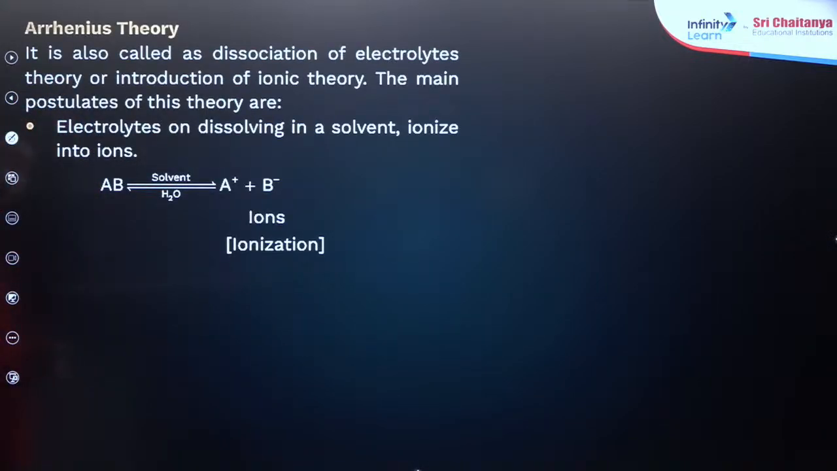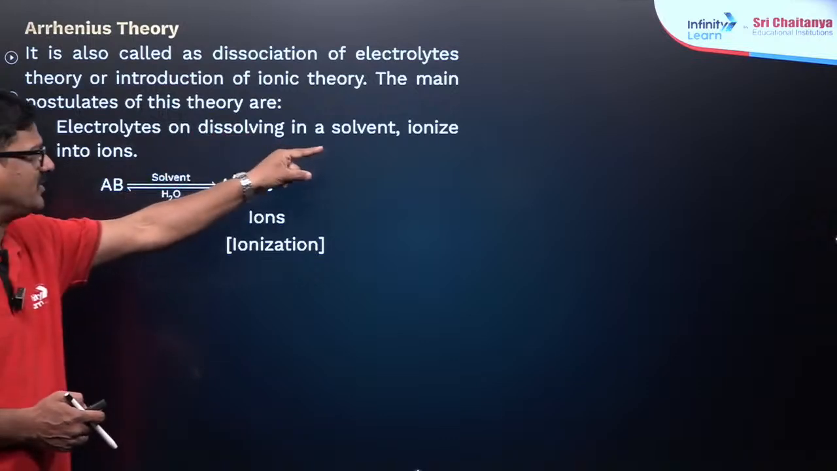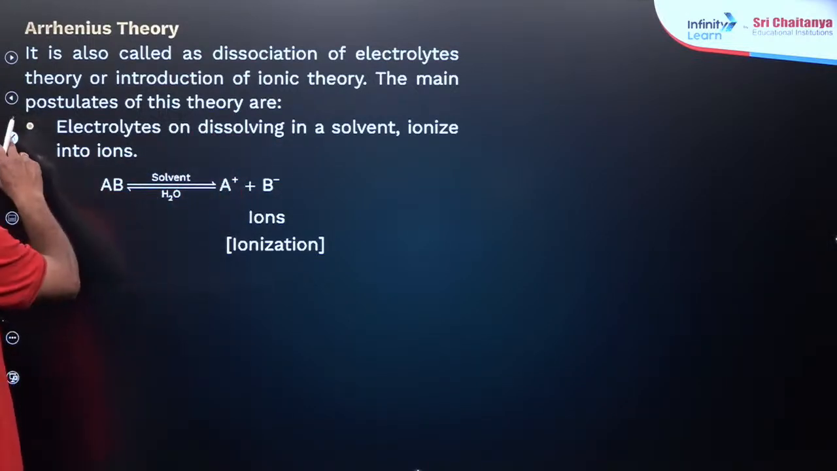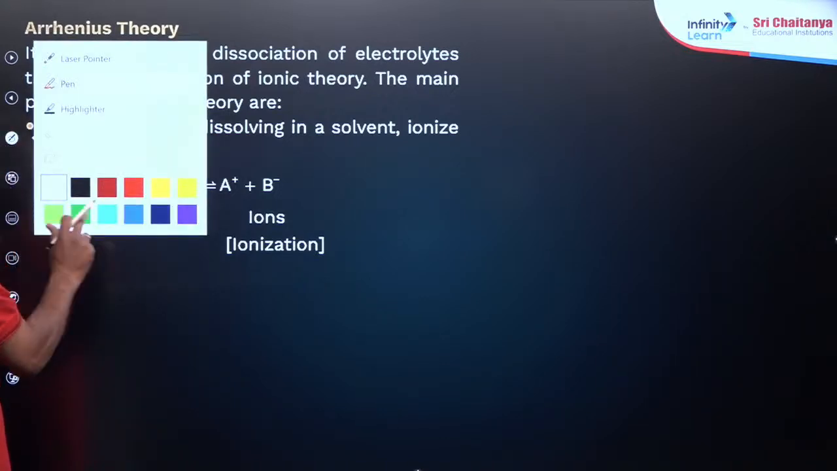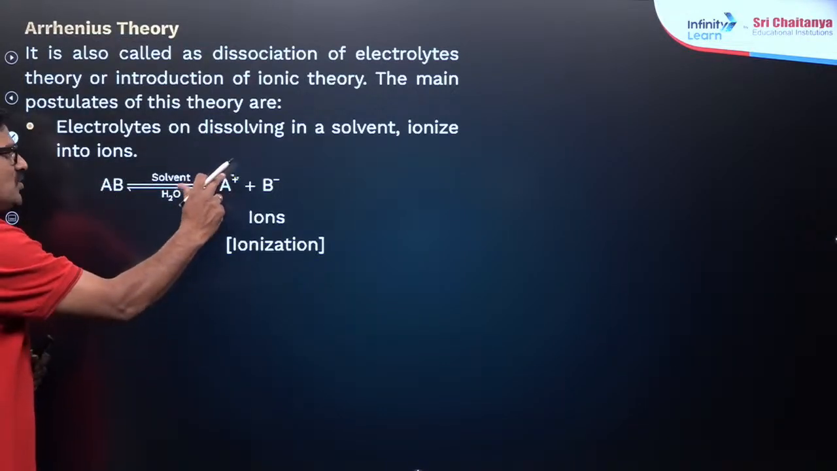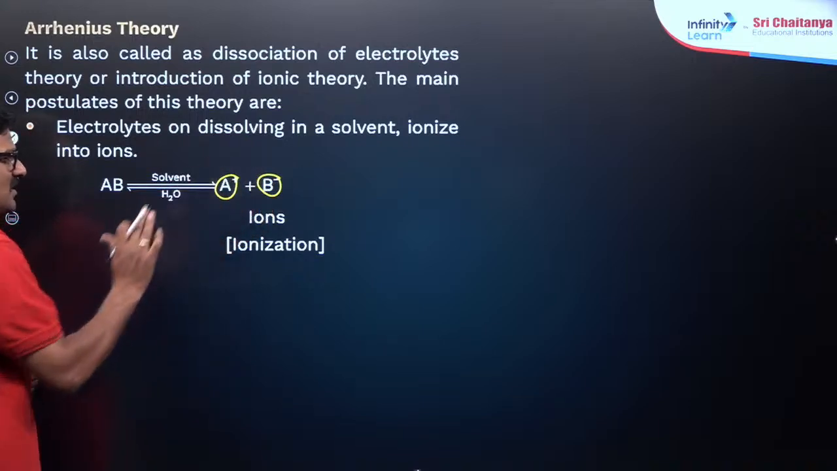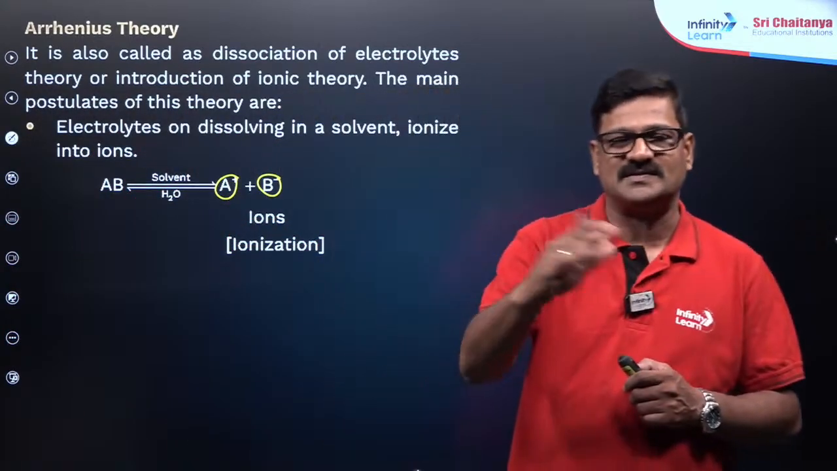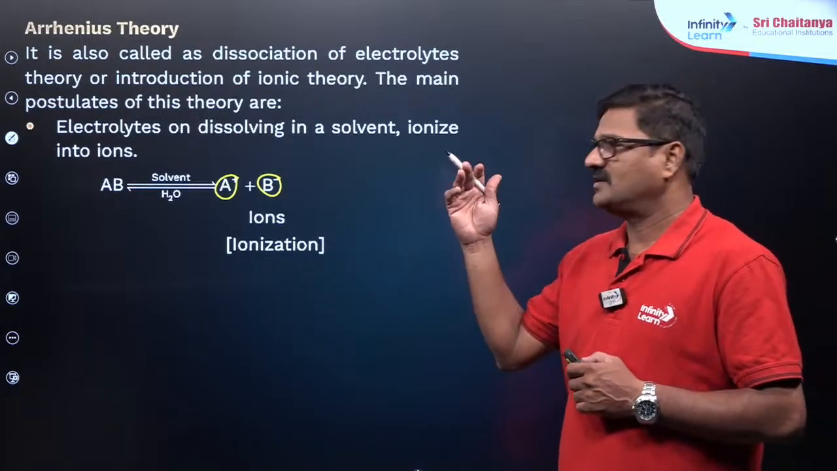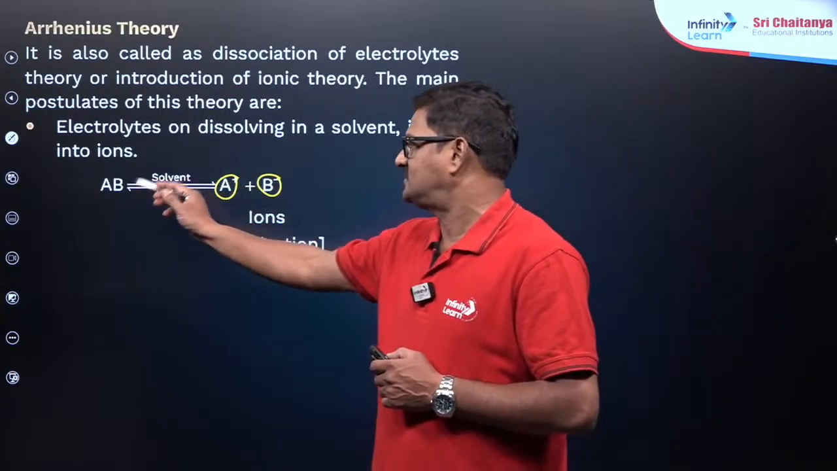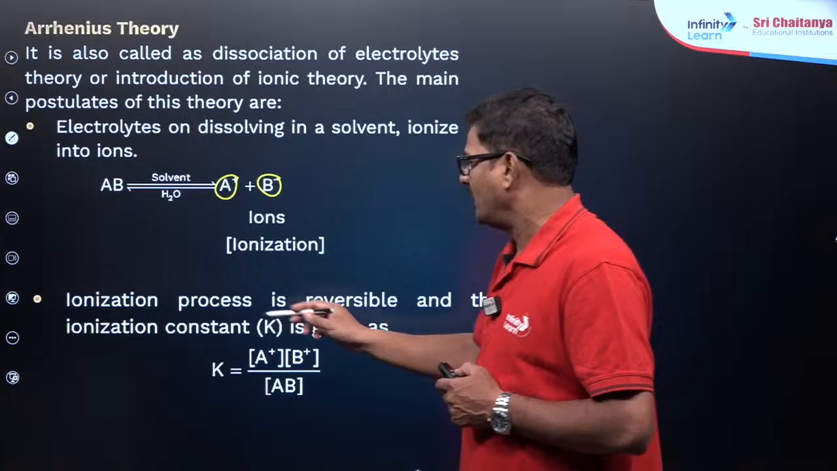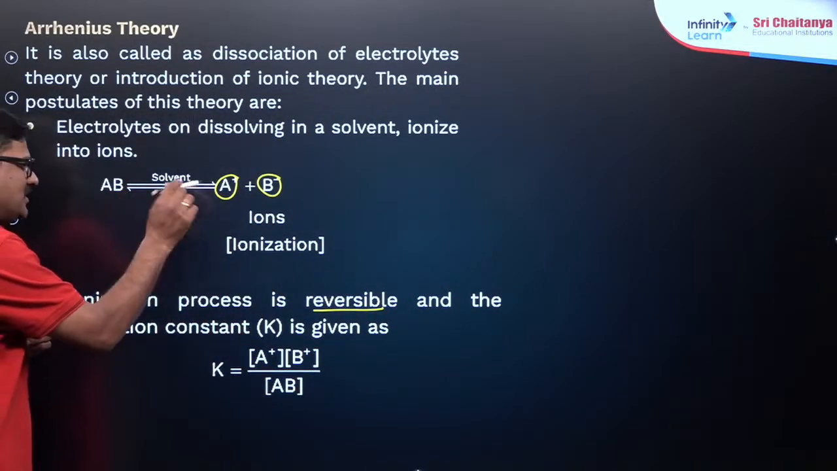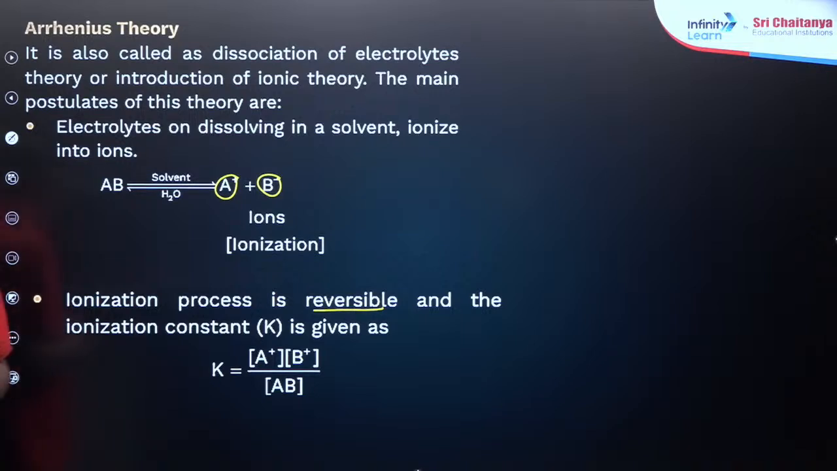The main postulate is that electrolytes, on dissolving in a solvent, split into their respective ions. So suppose AB is an electrolyte giving A plus and B minus ions. This process is called ionization. There will always be an equilibrium between the ionized state and the unionized state. The ionization process is a reversible process; it can go forward and also come back. Are you getting it or not?